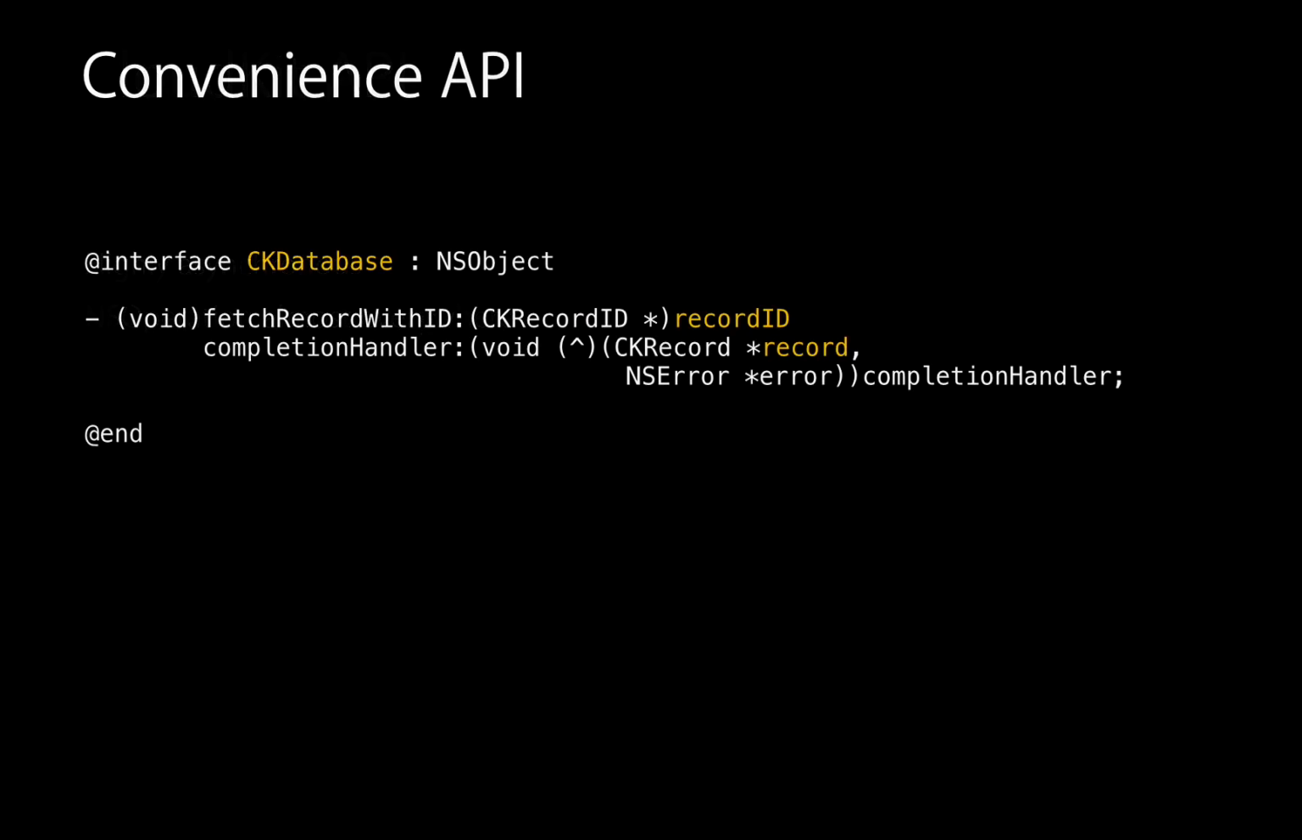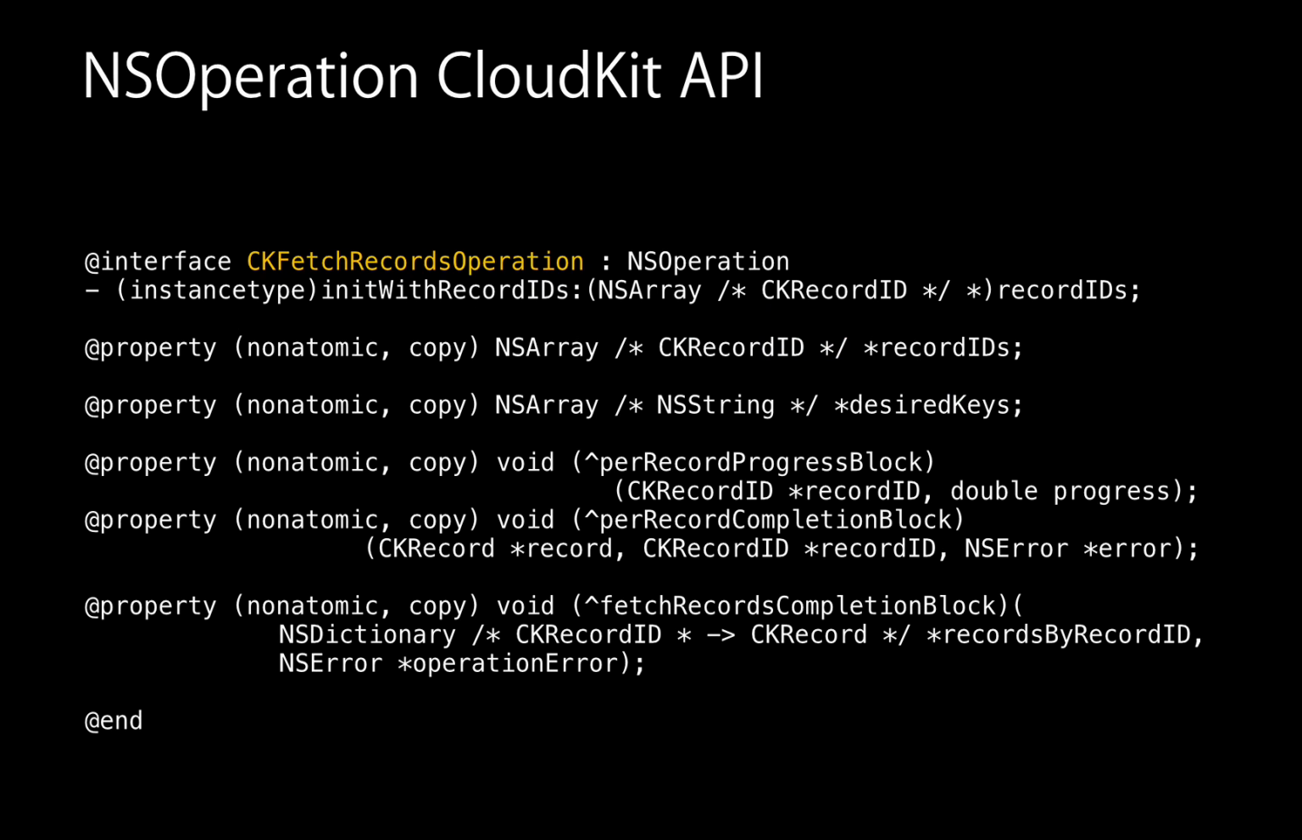I say almost everywhere because if you went to the introductory session, you remember seeing what we called the Convenience API. And the Convenience API is our way of helping you get started with CloudKit really quickly and simply. All of these APIs are single calls that work on one record at a time. So in this case, we're fetching one record, and it's asynchronous. We get that one record back in our completion handler. But as you use CloudKit more, you might find that you need some additional functionality. And that's where the NSOperation-based API comes in.